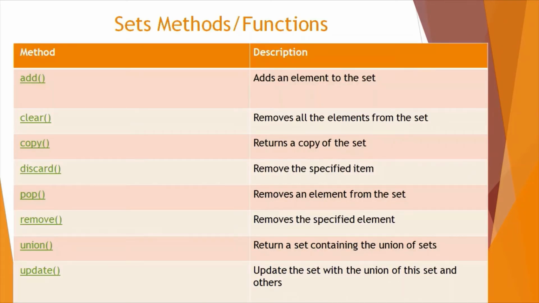So here I have the set methods and functions. First of all, we have the add method that adds an element to the set. We have the clear method that removes all the elements from the set. We have copy, which returns a copy of the set. Discard removes the specified element. Pop removes an element from the set, and if an index is not given, then it will remove the last element. Remove removes the specified element. Union returns a set containing the union of sets, and update updates the set with the union of the set and others. So let's have a look at all of them in our PyCharm.